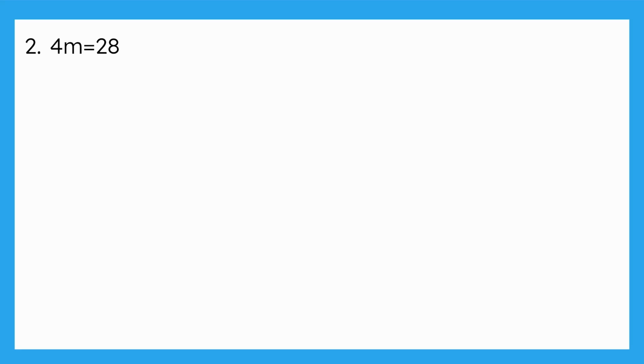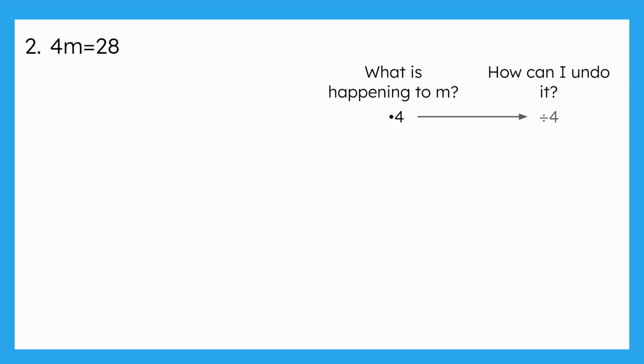The next equation says 4m equals 28. Pause the video here and isolate m on your own now. The m is being multiplied by 4, so to isolate it, we need to undo that with the inverse operation, dividing by 4 on both sides of the equation. 28 divided by 4 makes 7, and 4m divided by 4 makes 1m, or just m. Now we can see the solution is m equals 7.